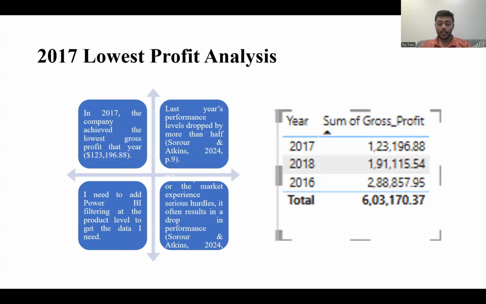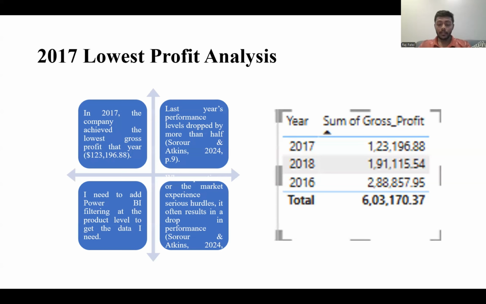According to Soar and Atkins, such a sharp drop can often be linked to broader market conditions or internal hurdles that were not addressed in time. That highlights the need for deeper analysis. To get better insights, especially at the product level, I needed to use Power BI filtering capabilities that will help identify which products or segments underperformed and why. It could be due to external market changes or internal issues like pricing, cost and inventory decisions.